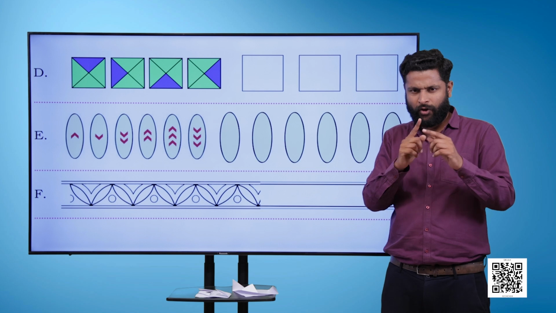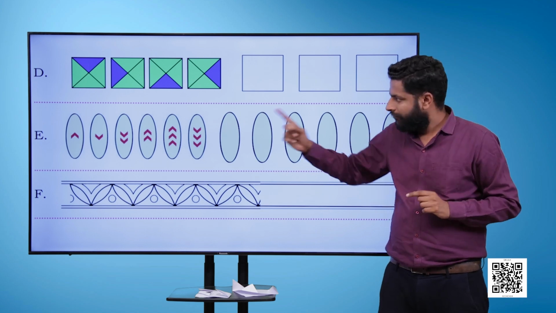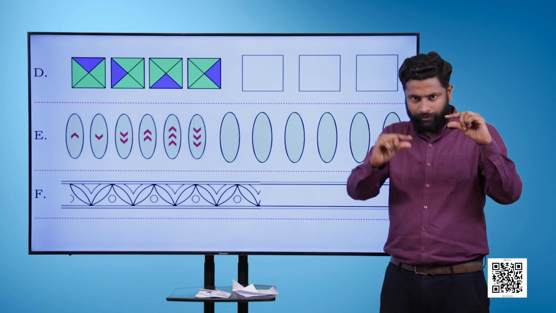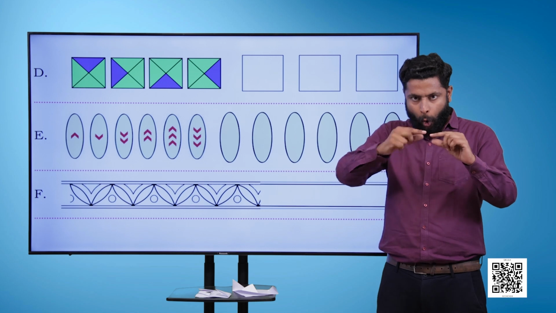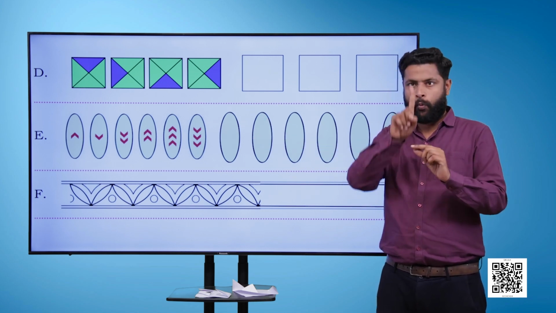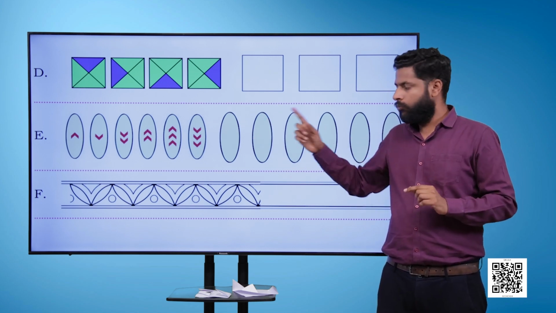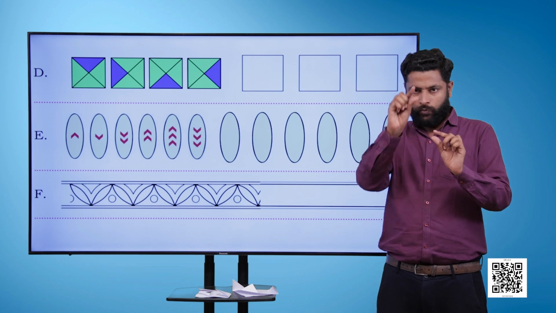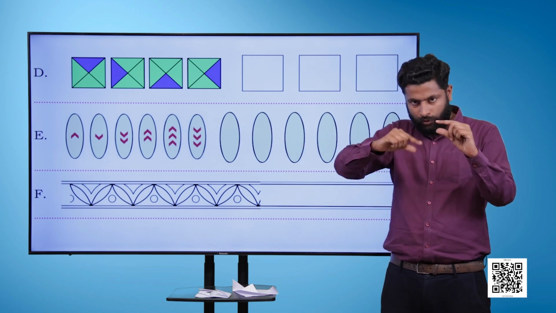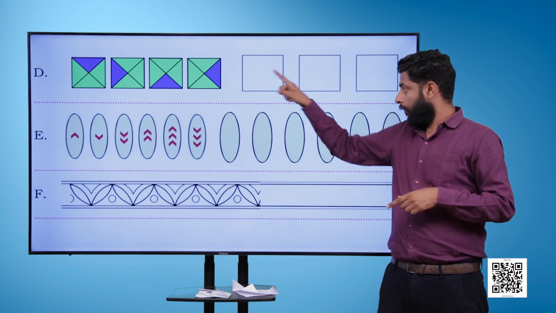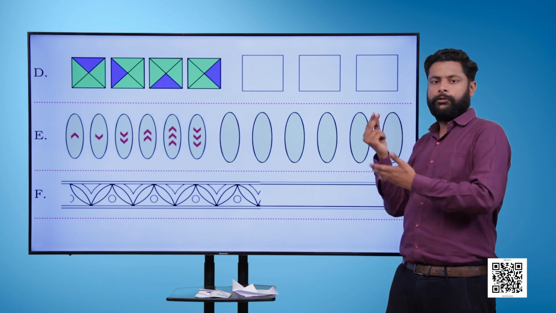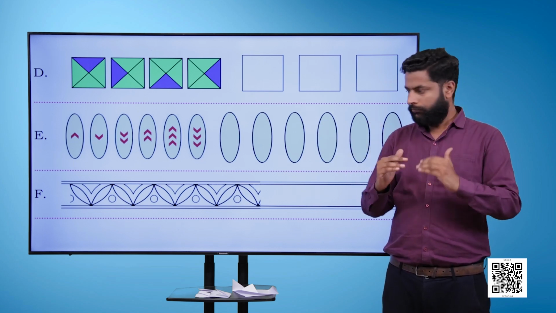E. In the first shape, at the center we have an arrow pointing upwards. In the next one, the arrow points downwards. After this, there are 6 oval shapes which are blank. Now you have to follow the pattern.